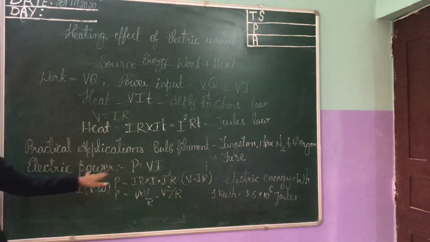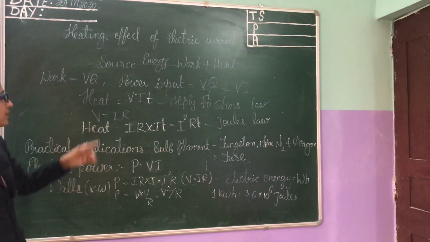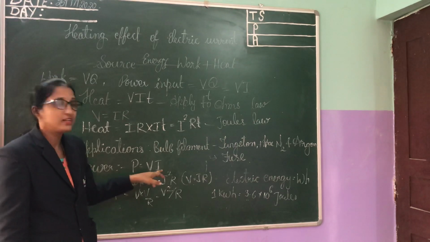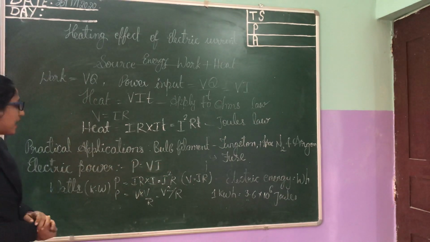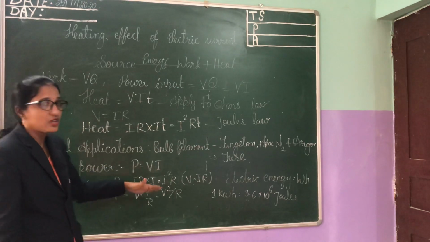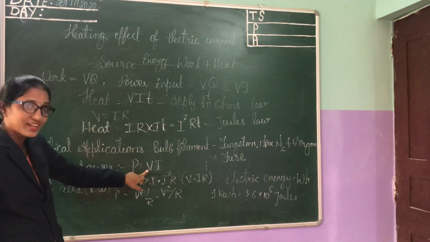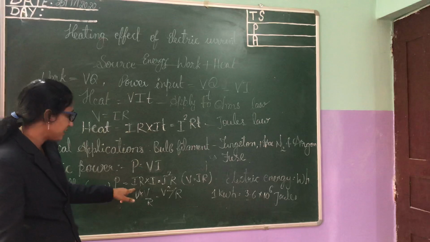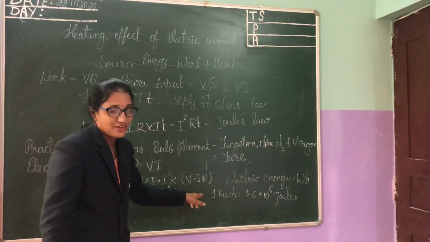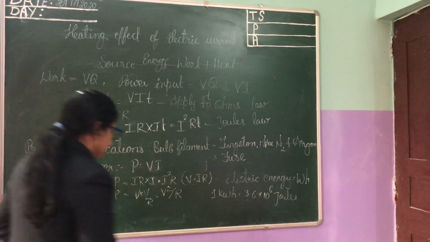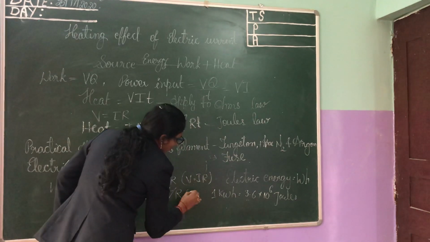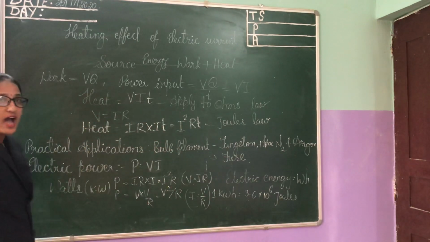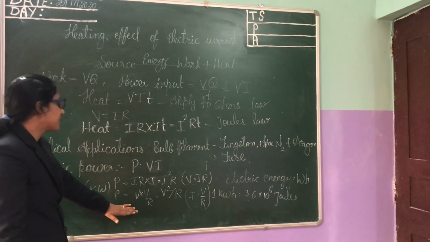And the next one is electric power. That power we already learned: the power input is VI. The same, electric power, is VI. If we apply Ohm's law here, instead of V, if I write IR, I will get I squared R. Instead of I, if I write V by R, this is also Ohm's law, we get the equation V squared by R. And this is the electric power.